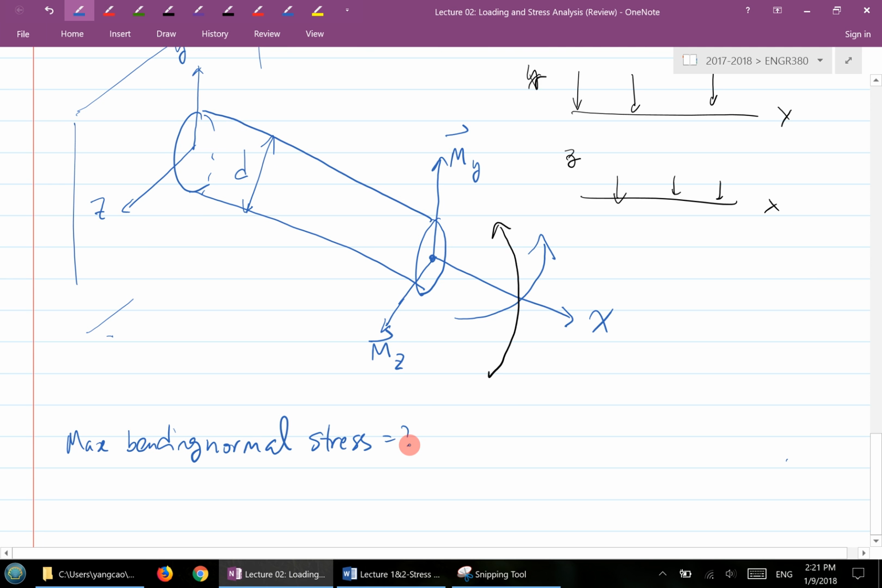To calculate this maximum bending normal stress, we basically use linear algebra or vector addition to solve this question. Because you have a moment this way and a moment this way, and these two moments are literally perpendicular to each other, right? So we can find the resulting vector by adding these two vectors together. Let's call that m here.